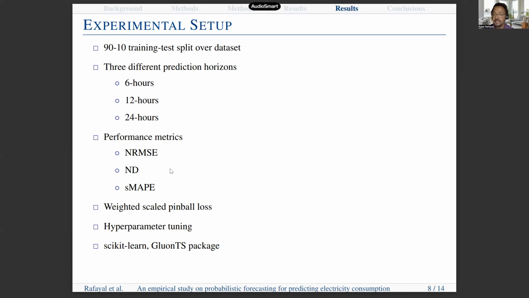We perform detailed parameter tuning experiments to identify ideal parameters for the forecasting models. The scikit-learn, the GluonTS package, and other Python libraries were used for our implementation.